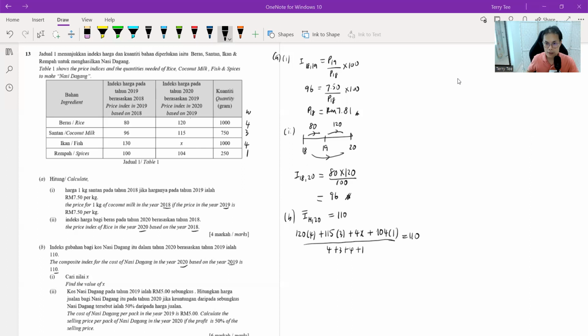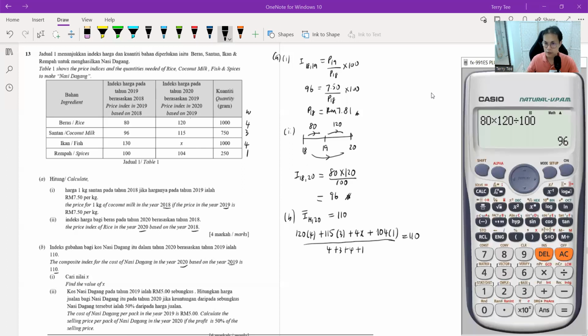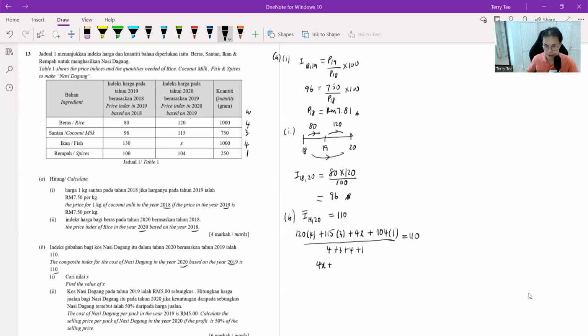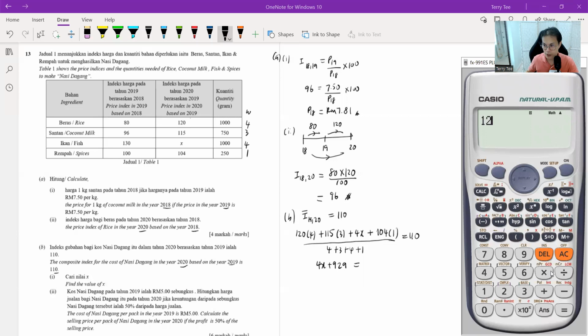Okay, now the next thing is, let's calculate this. We know that 120 times 4 is 480. Maybe I just type it up for you. This one 120 times 4, 115 times 3, and then you plus with 104. 104 times 1 is just 104, 929. So we say 4x plus 929. And you notice the one below here is 4 plus 3 plus 4 plus 1, which is 12. 12 times 110 is 1320.